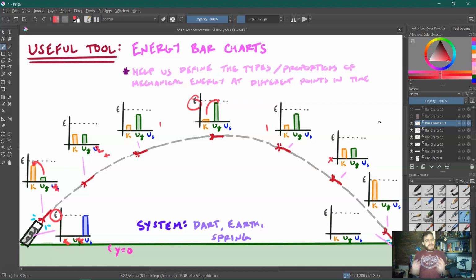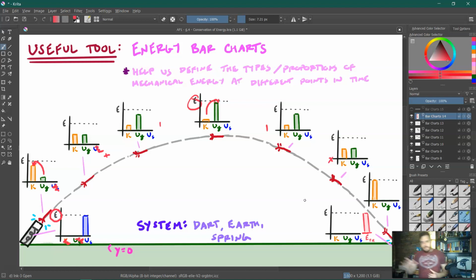And where did all that mechanical energy go? Honestly, it went to thermal energy with the ground, maybe a little bit of sound energy and things like that. So it's still there, but the mechanical energy is not conserved because of this external force on our system, because our system did not include the ground itself, just the dart, the earth, and the spring.